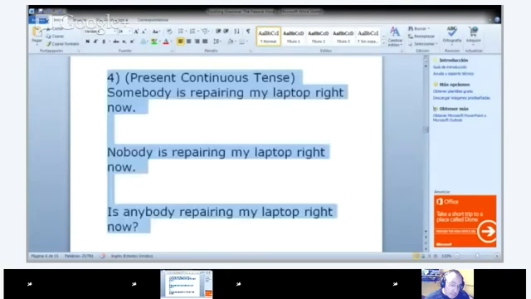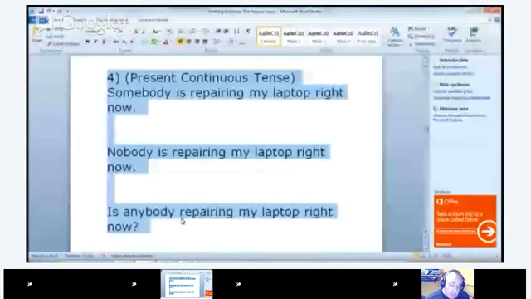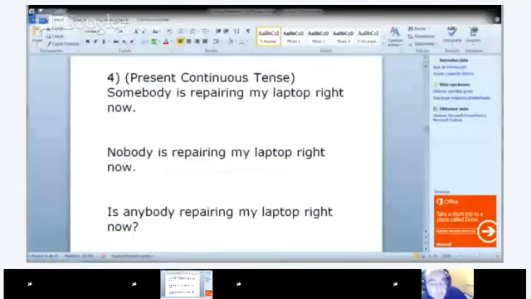And this is maybe you are explaining why you do not have your laptop. This is why you're using the passive voice. You're explaining why you do not have your laptop because my laptop is being repaired right now.